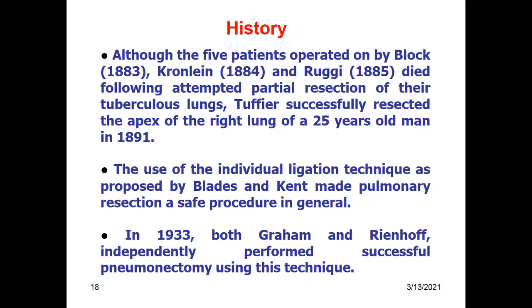Later on, surgeons performed lung resection by individual dissection of the structures making the hilum, or the vessels and the bronchi relevant to each lobe or each segment. In 1933, both Graham and Reinhoff independently performed successful pneumonectomy using this technique.